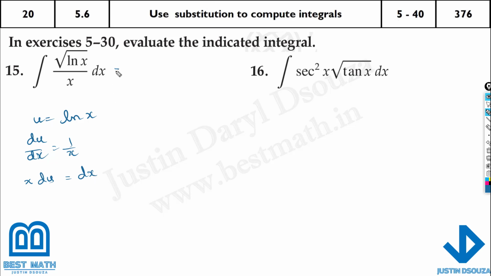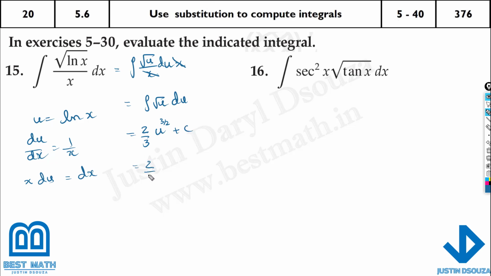So now it's substituted over here. It's root u by x times dx, which is x du, times x. I'll cancel this off. So you're remaining with square root u du. We have done the integration of square root before as well. It's going to be u to the power half plus 1, which is 3 by 2, that's 1.5, and when we write it over here, it's 2 by 3, plus c.